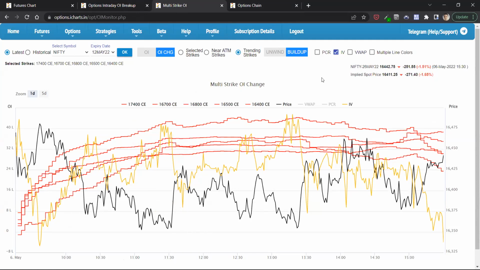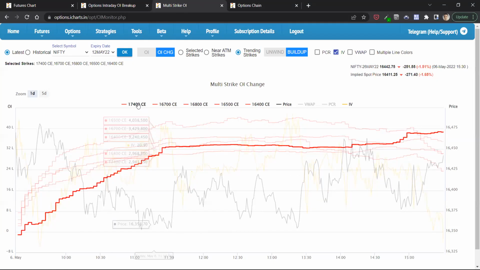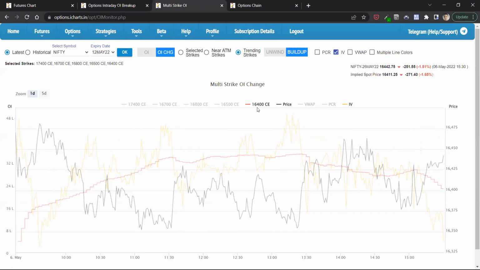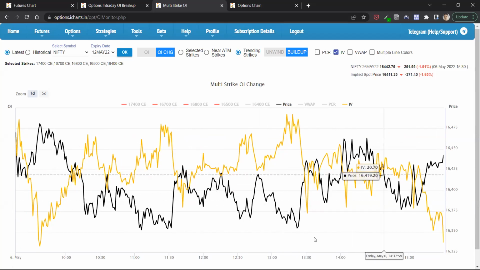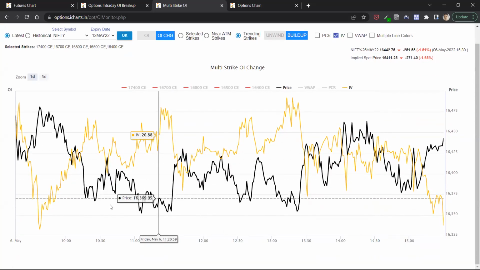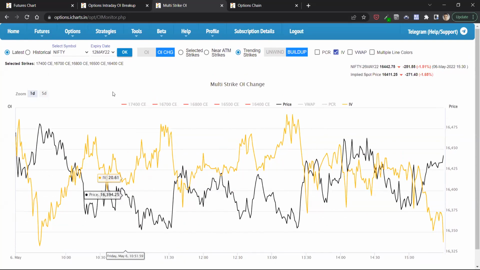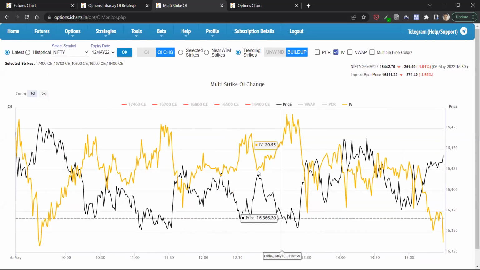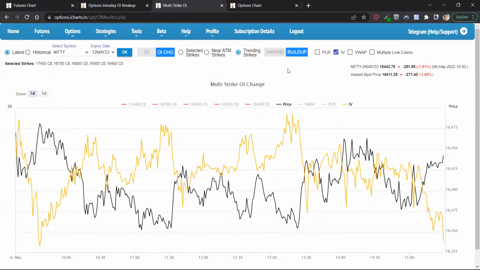Okay. And here you also have PCR, VWAP and IV. Mainly, if you're tracking price versus IV, you can just disable these and track only how price versus IV is behaving. So you can do that also. IV versus price is available live only on this page. We don't have it available elsewhere. So this is one more thing that you need to keep an eye on.